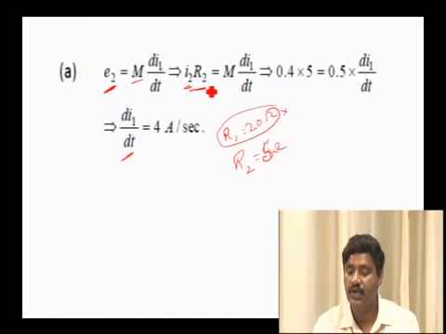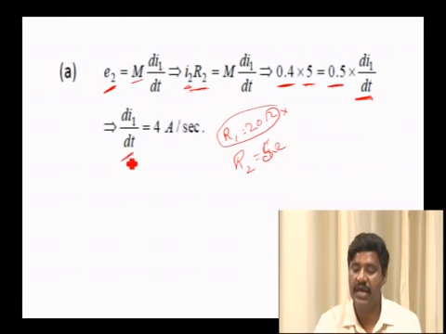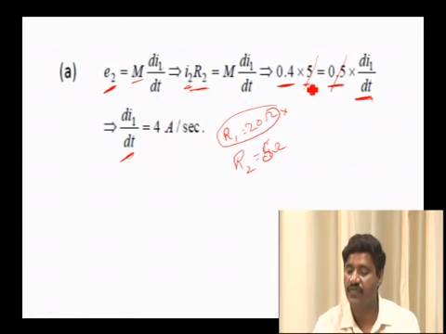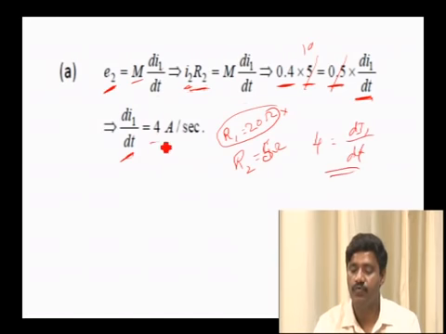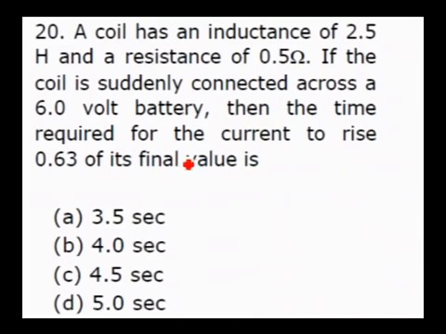This I2 R2 is M into di1 by dt. Current in the second coil is 0.4, the resistance of the second coil is 5, mutual inductance is 0.5, and this is the rate of change of current in the first coil. Then on simplifying, cancel 5 and 5, you get di1 by dt equal to 0.4 into 10, which is 4 ampere per second.